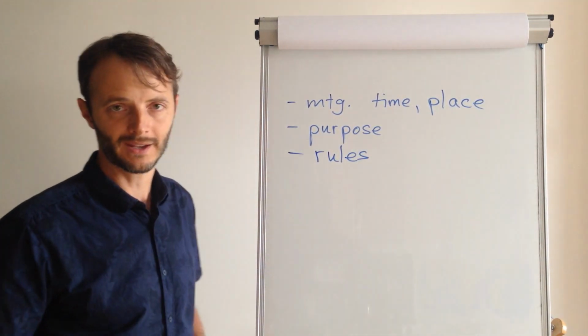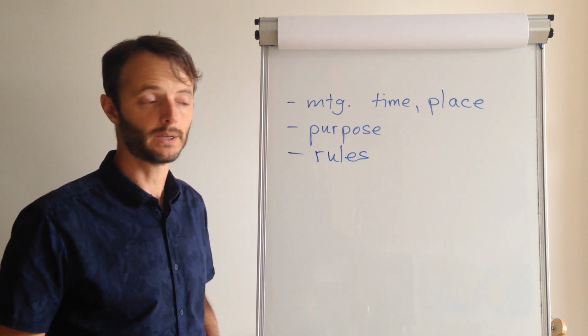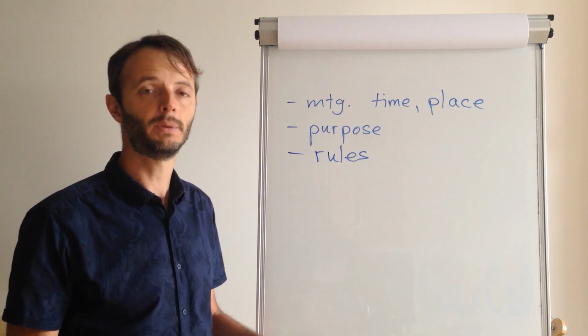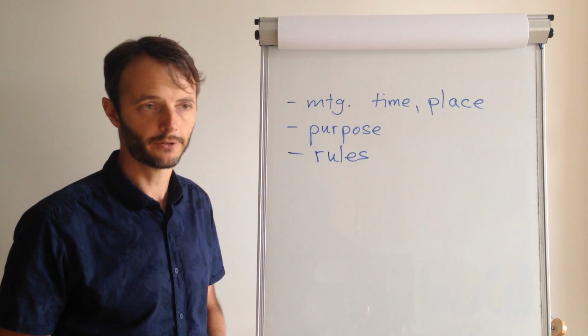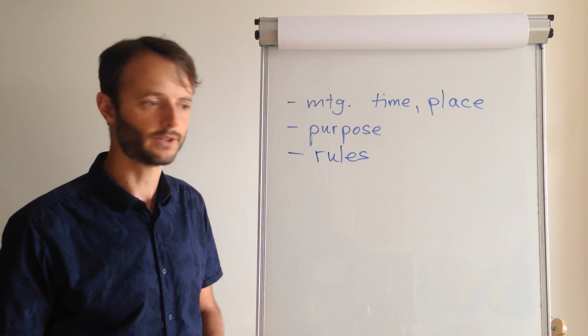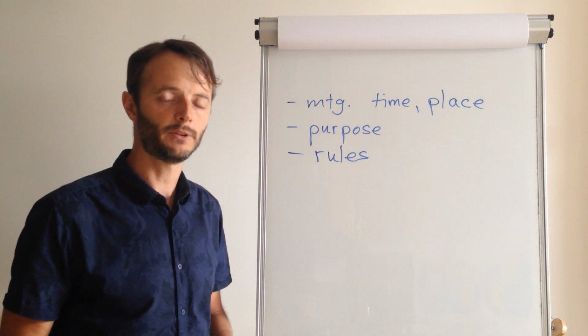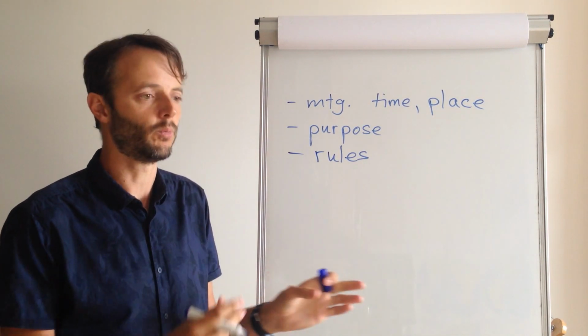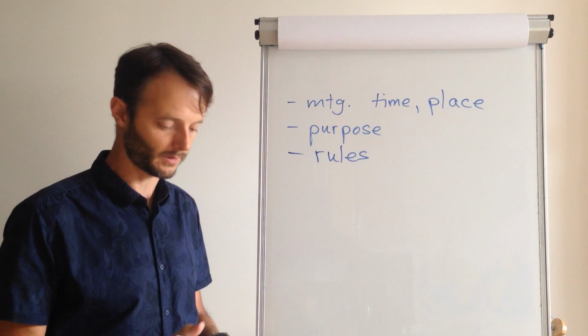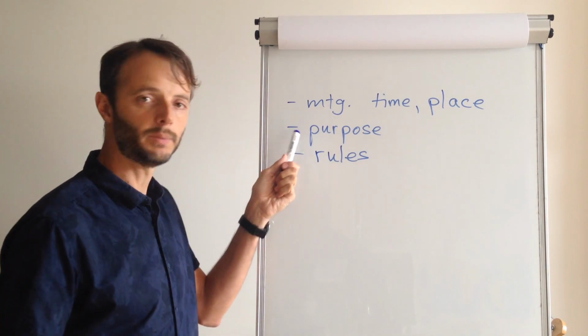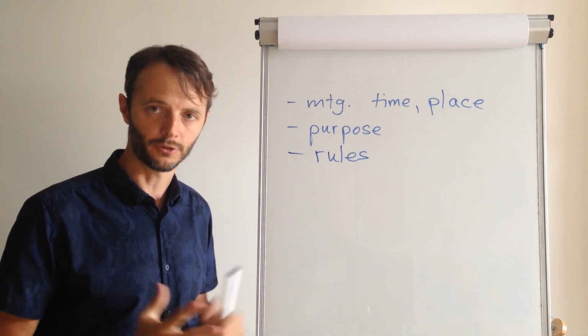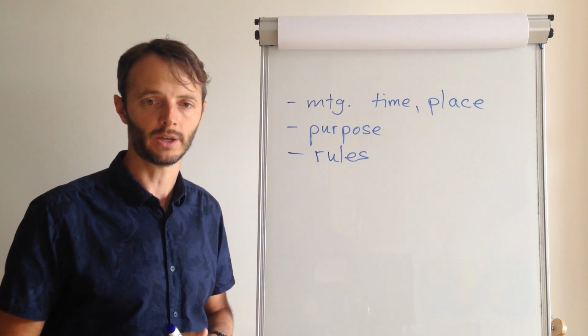The rules in this case means simply getting together and speaking the language of the meeting. So no other languages like English or Chinese or whatever country you're living in should be spoken at the meeting, except for maybe one word here and there. But the purpose of the meeting should be to speak in a particular language.